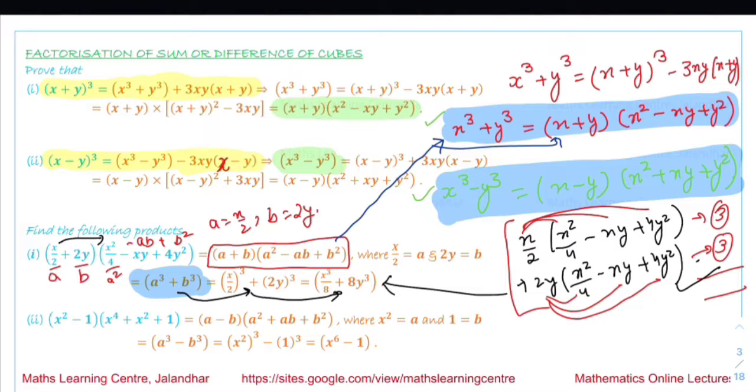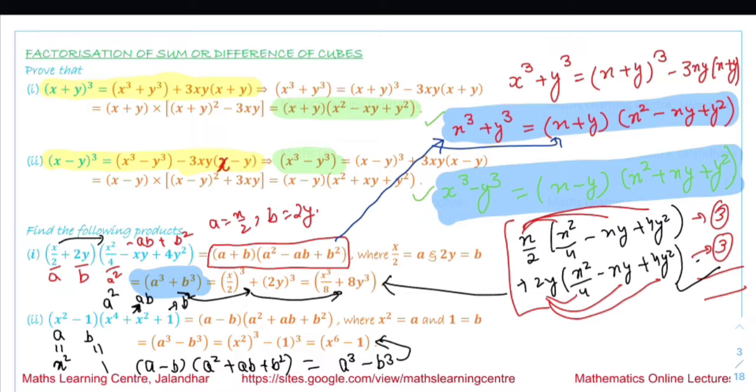Similarly, in the next question, we are considering x² as a and 1 as b. So this is a², which is x⁴, this term is ab, and this term is b². The formula we are getting is (a − b)(a² + ab + b²), and this is the formula for a³ − b³.